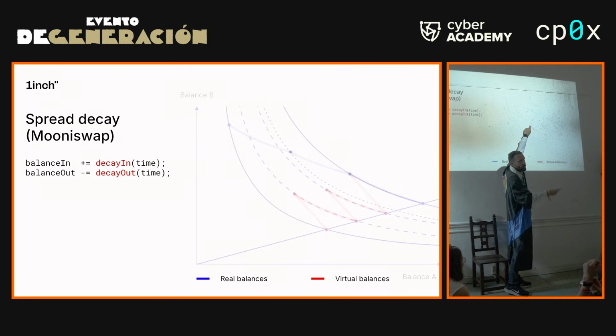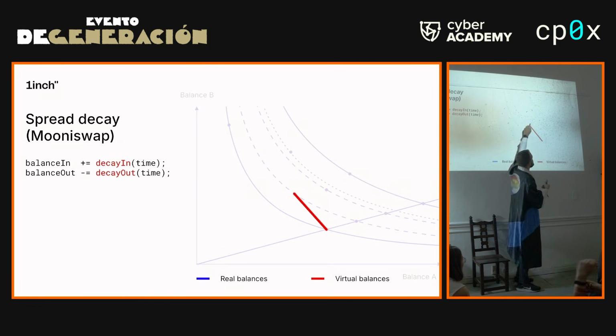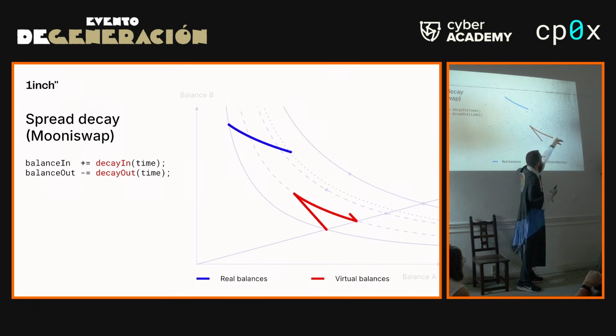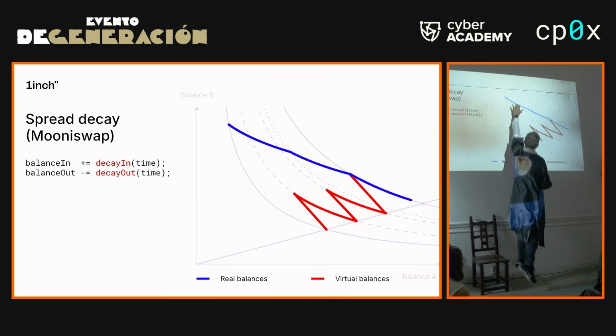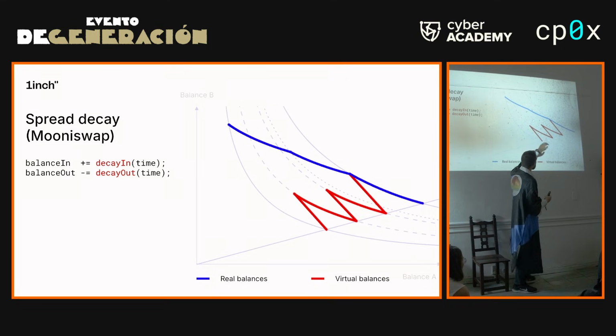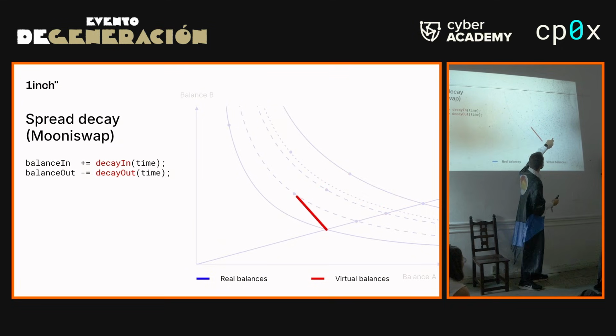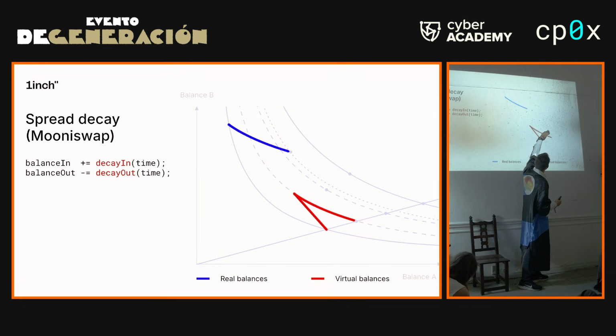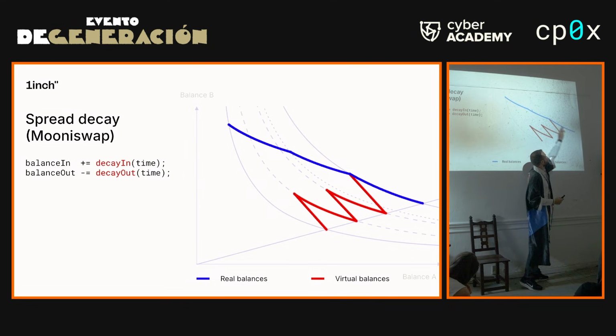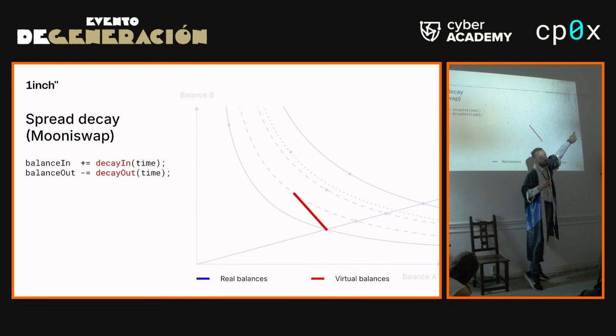And every swap on this chart looks like a walk by invariant. It's an invariant, it's not a straight line. And this swap is being applied to real balances. And then virtual balances again start to go to real balances. Yeah, like this. And at some point, arbitrage happens again, and a swap happens. And again. And at some point, we end up here with real and virtual balances together.